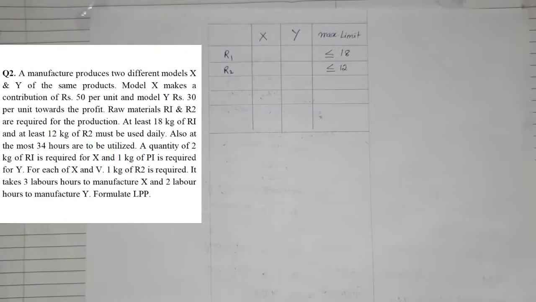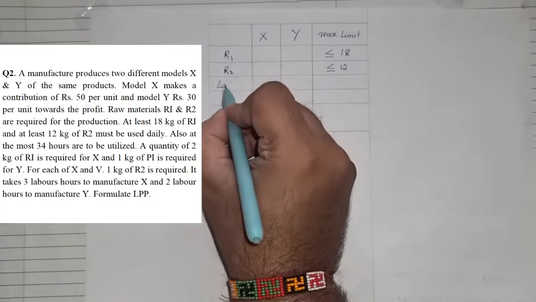Also, at the most 34 hours are to be utilized. So they are also giving you that 34 hours need to be utilized. Now model X requires 2 kg of R1 and Y requires 1 kg of R1. So they are giving you details. For each of X and Y, 1 kg of R2 is required. It takes 3 labor hours. So now they are even giving you labor hours. The third constraint is related to labor.